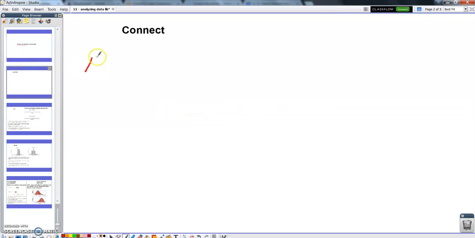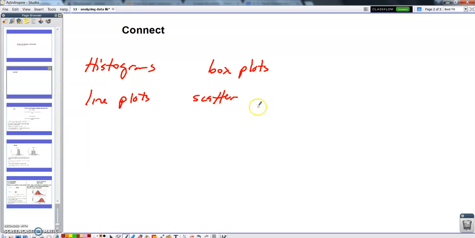We've talked about how to make histograms and box plots and line plots and scatter plots and how to read those. But I kind of want to put it all together today and really learn how to think about those.